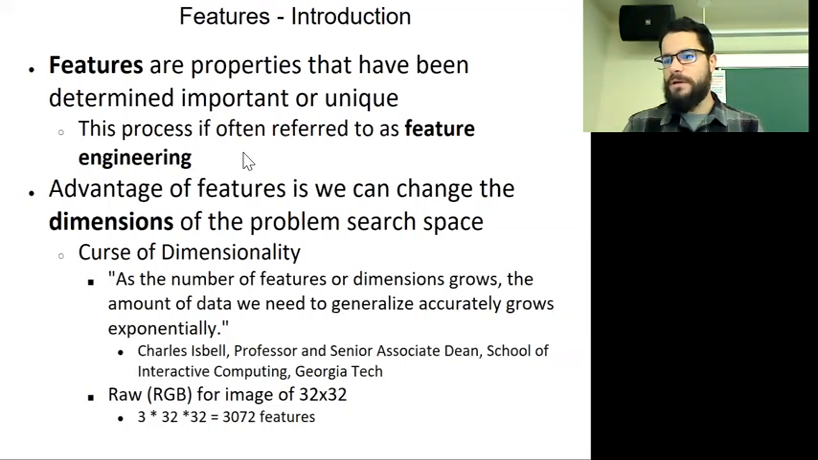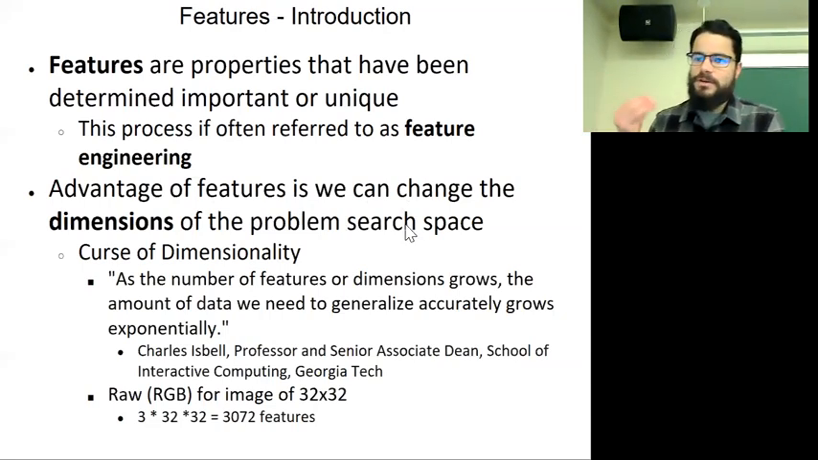So you can consider, for example, that each individual intensity in each pixel is a feature. You can consider that each edge is a feature. You can consider that each corner is a feature. But depending on what features you choose, your methods that depend on features are going to be more or less efficient, okay? The advantage of features is that it can change the dimensions of the problem search space. So I was just mentioning the fact that you could consider that each intensity of a pixel is a feature, right?